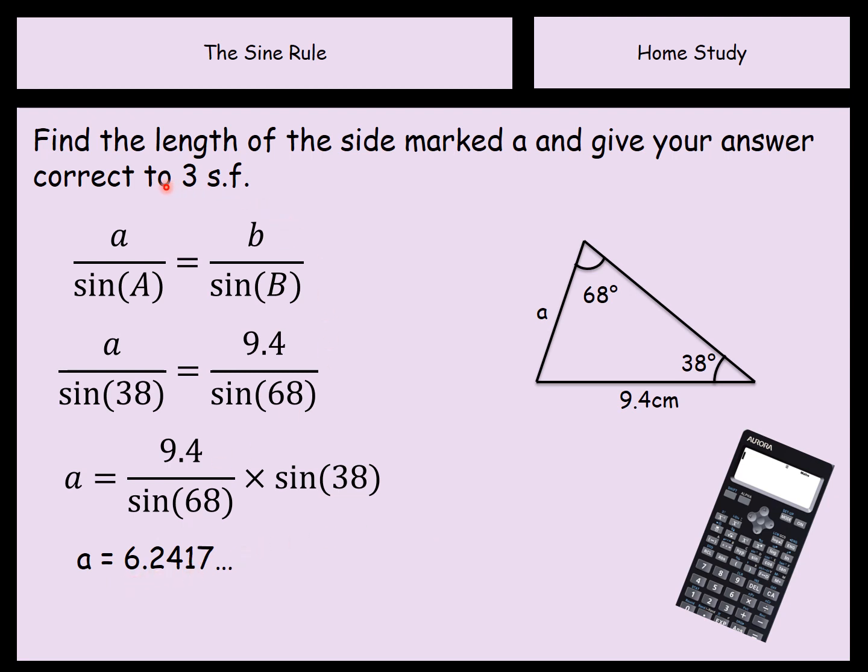We look back at the question, it says we want it to three significant figures, so finally we need to do a bit of rounding. And it's as simple as this. So although it seems like it's kind of advanced trigonometry, it really isn't. It's a case of labeling your triangle up properly first, substituting some numbers in, and letting your calculator do the work. Let's have another example where this time we're going to find a missing angle.